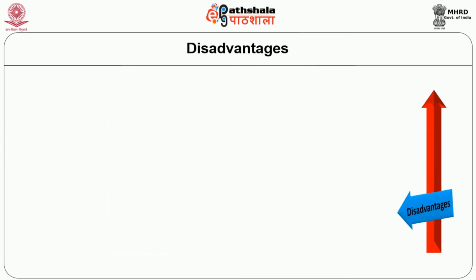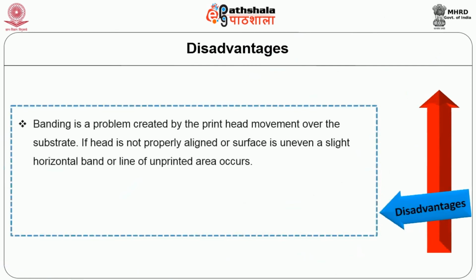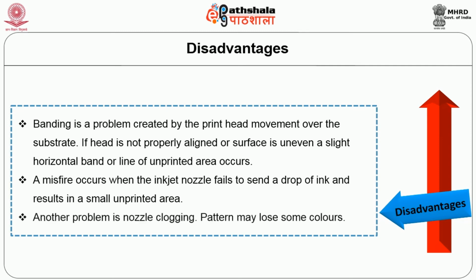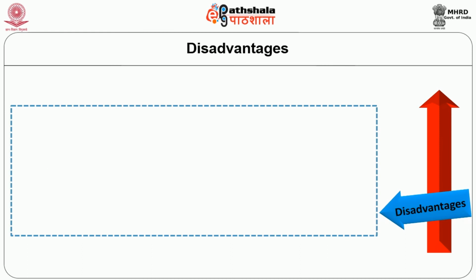Some of the disadvantages are: banding is a problem created by the print head movement over the substrate. If head is not properly aligned or surface is uneven, a slight horizontal band or line of unprinted area occurs. A misfire occurs when the inkjet nozzle fails to send a drop of ink and results in a small unprinted area. Another problem is nozzle clogging. Pattern may lose some colors.